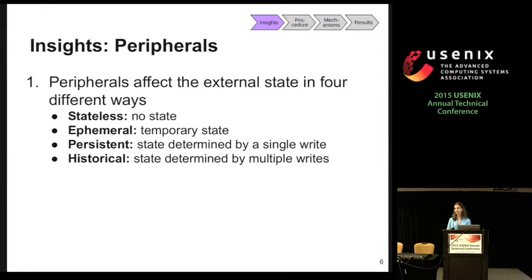Persistent peripherals have a more lasting effect on the external state, in the sense that their state is held as it was set by the last write to the peripheral until it's next written to. An example here would be a motor, whose speed will remain as it was set. And finally, historical peripherals, whose state is similarly lasting, but is determined by a series of prior writes to it rather than by a single write. An example would be an LCD display.